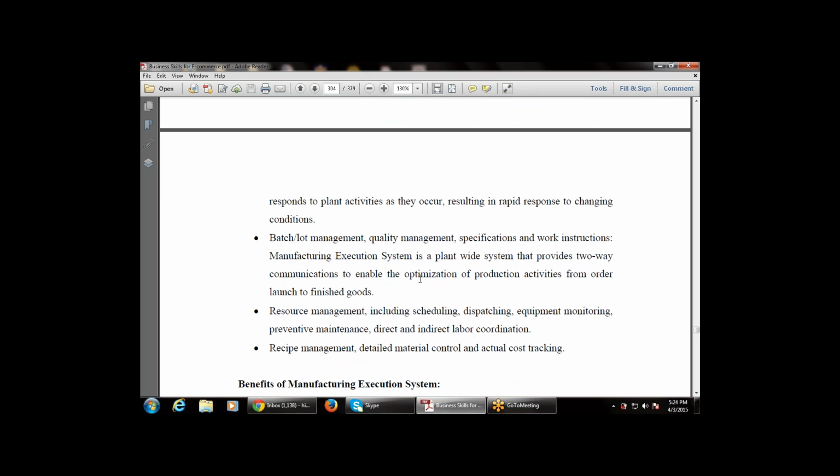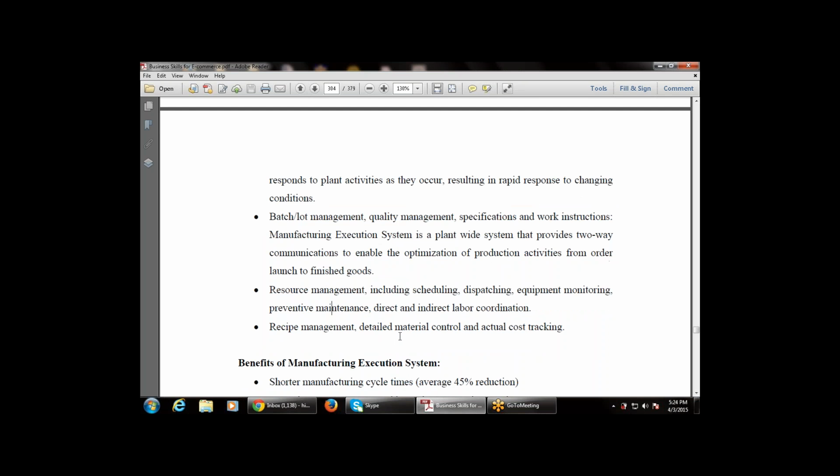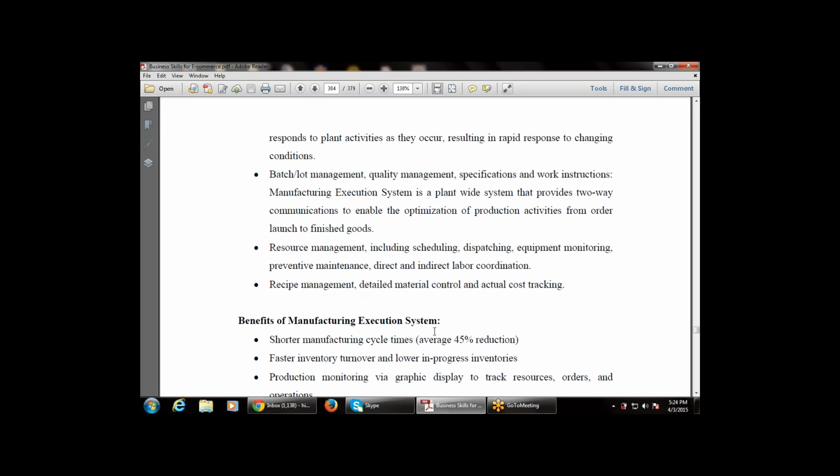Then the next advantage is resource management, that includes scheduling, dispatching, equipment monitoring, preventive maintenance, and direct and indirect labor coordination. Then receipt management, detailed material control, and cost tracking.